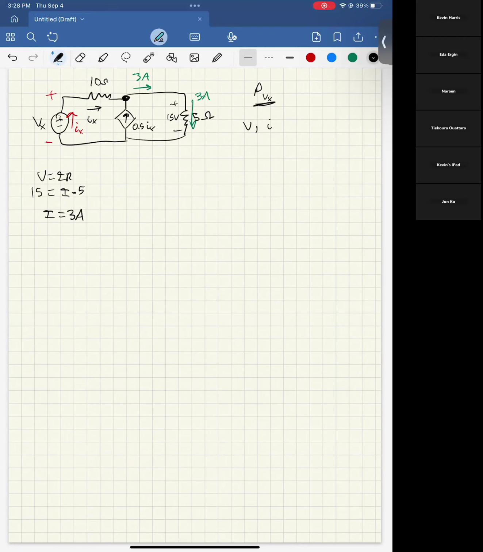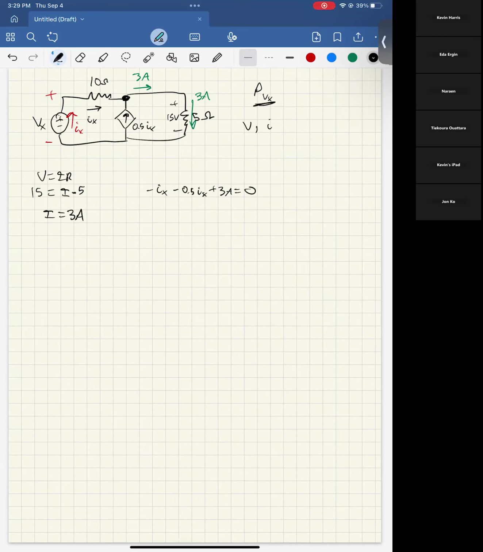Then if we look at this node, let's say we wanted to write an equation for it. The reason we might want to do this is because you can see here we have something with Ix and here we have something with Ix. So if you were to write an equation, you can solve it in just one equation. Coming in from the left, we have negative Ix. Coming in from the bottom, we have negative 0.5 Ix. And then out to the right, we have that 3 amps we just figured out. That's going to equal 0.